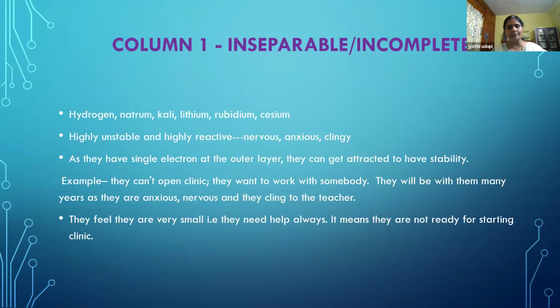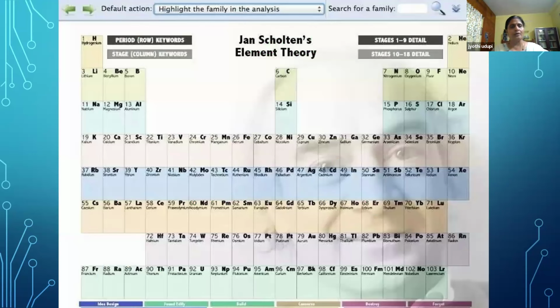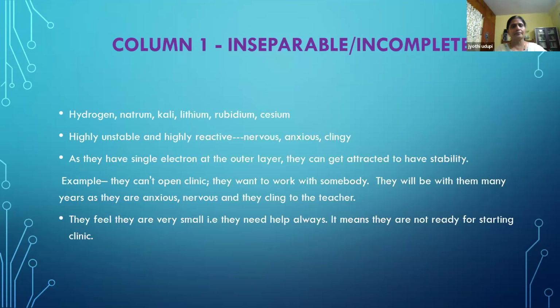So in column 1, from hydrogen to natrium, kali, lithium, rubidium, and cesium: highly unstable and highly reactive. Nervous, anxious, clingy. Some cases we will be discussing today. As they have a single electron at the outer layer, they can get attracted to others to gain stability.